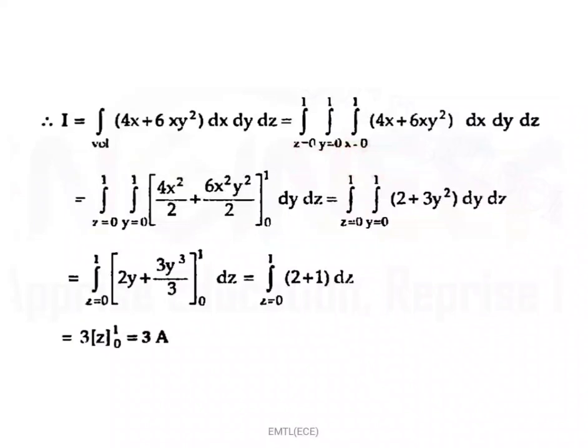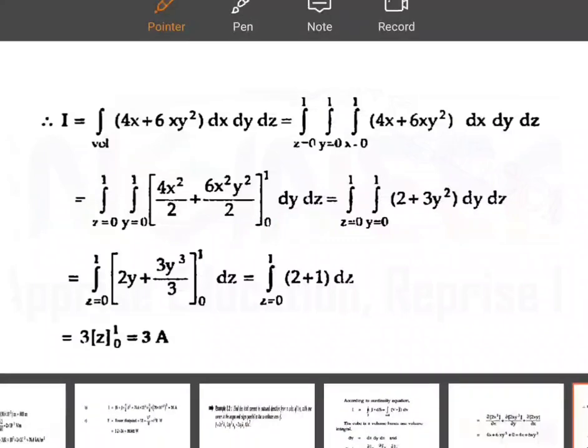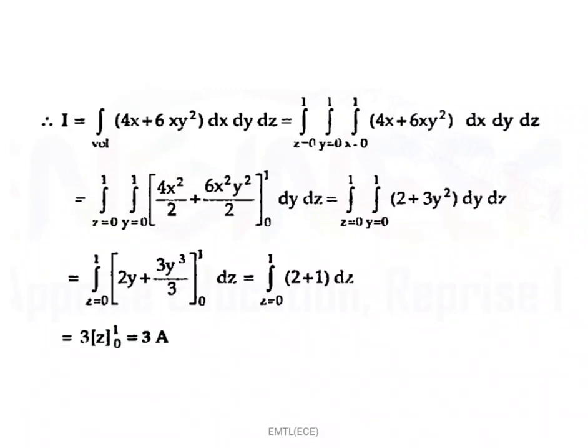So here now apply the integration with respect to x, that is 4x. So x integration is x square by 2. Here the 6y square is a constant. Again x integration is x square by 2 with the limits of 0 to 1. So here the integration with respect to x is completed.